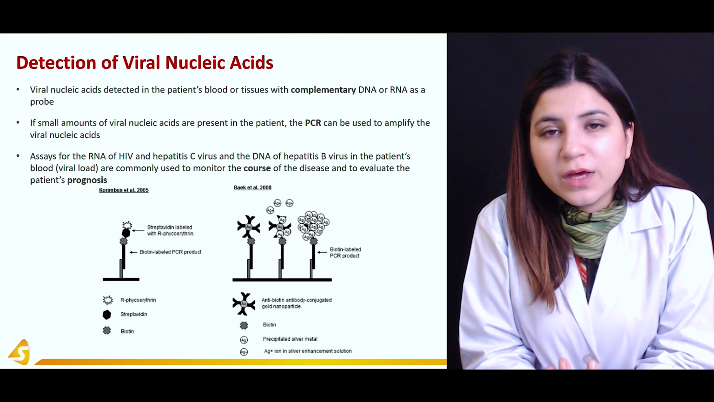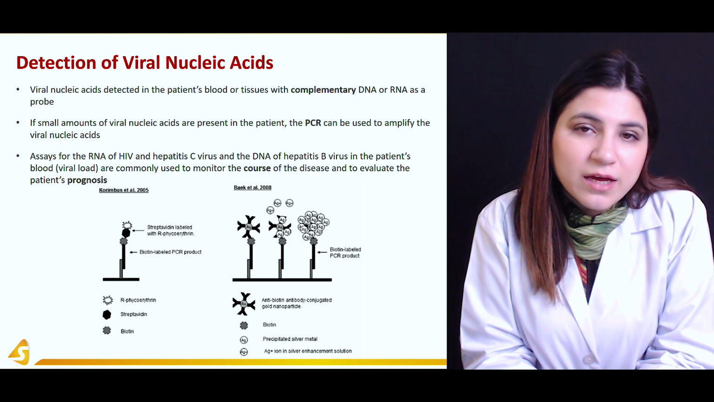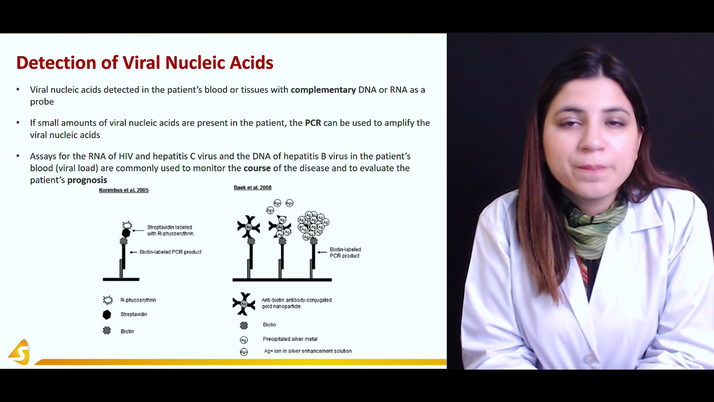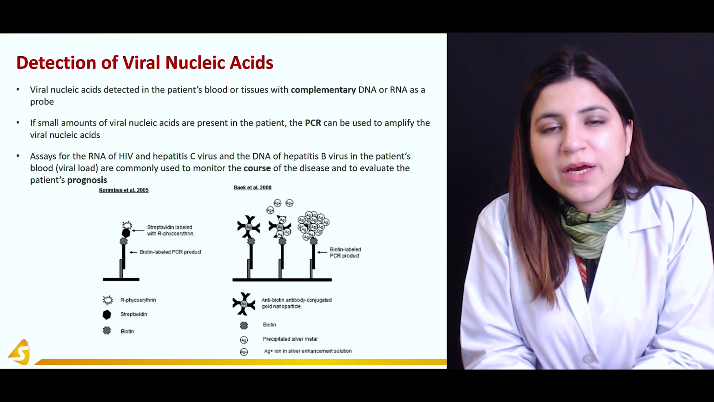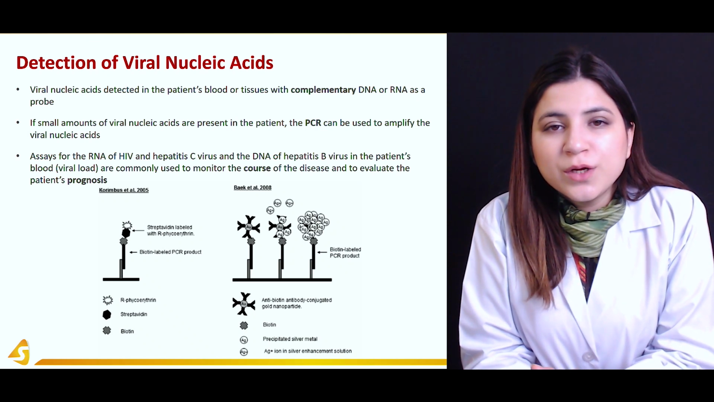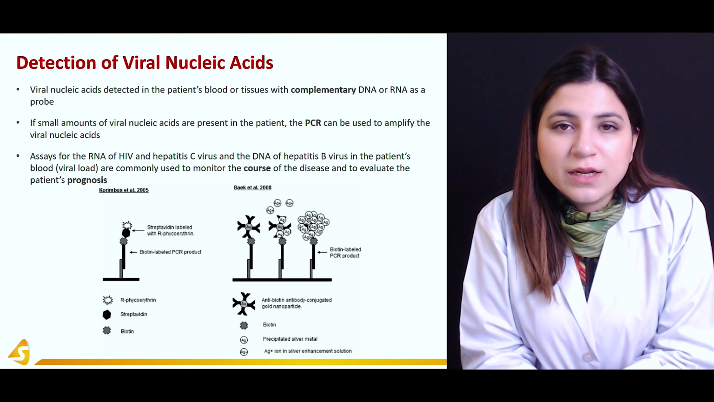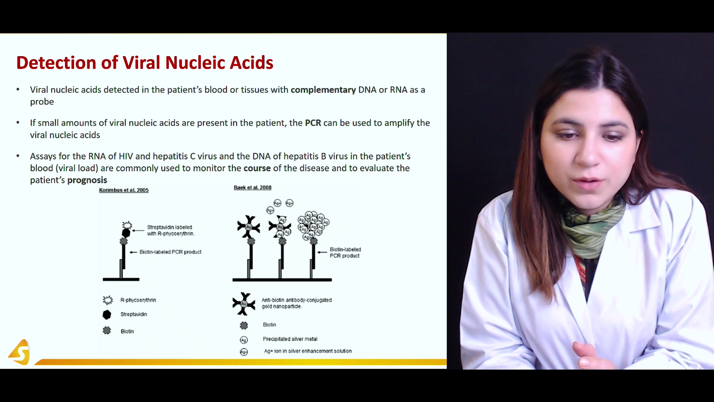So if we want to avoid that, what we can do is take the sample initially and amplify the viral nucleic acid through the polymerase chain reaction, and then we can use the complementary DNA or RNA as a probe to bind to that particular nucleic acid of the virus and identify and detect the presence of virus in a particular sample.